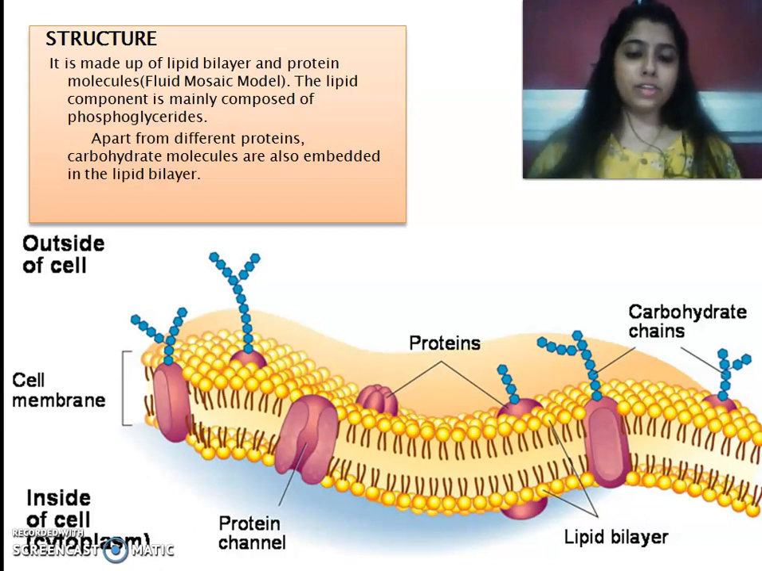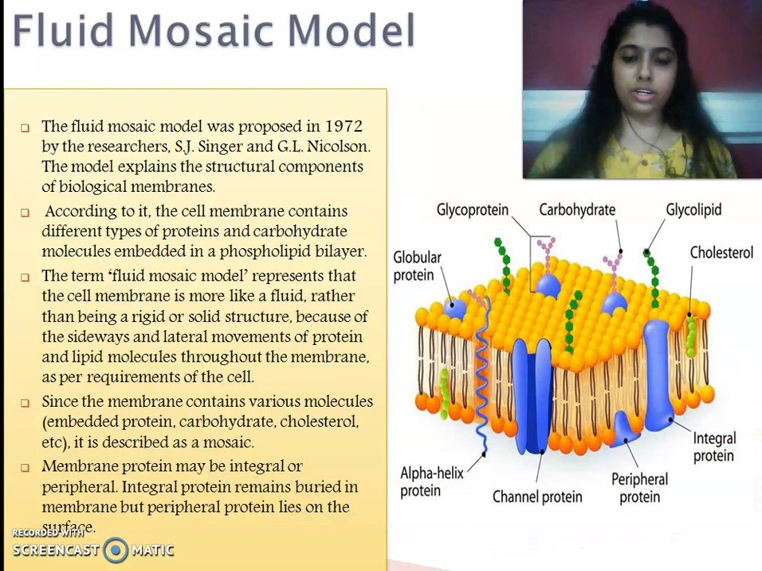This structure of the cell membrane is termed as the fluid mosaic model. Let us study about this structure in detail. The fluid mosaic model was proposed by two researchers named Singer and Nicolson in the year 1972, and this model explains the structural components of the cell membrane. Let us have a look at the important points about this model given in the slide.